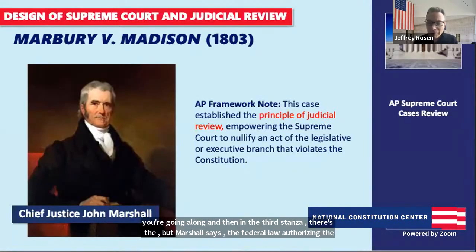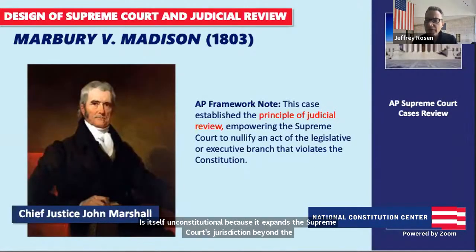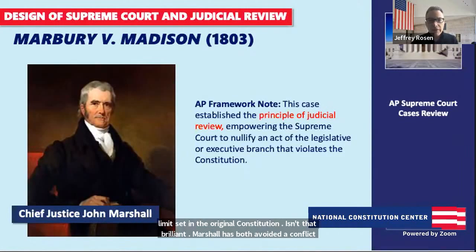Isn't that brilliant? Marshall has both avoided a conflict with Jefferson that he knows he's going to lose in the short term while shoring up judicial power in the long term. And as a result, the Supreme Court became the strong body that we know today.